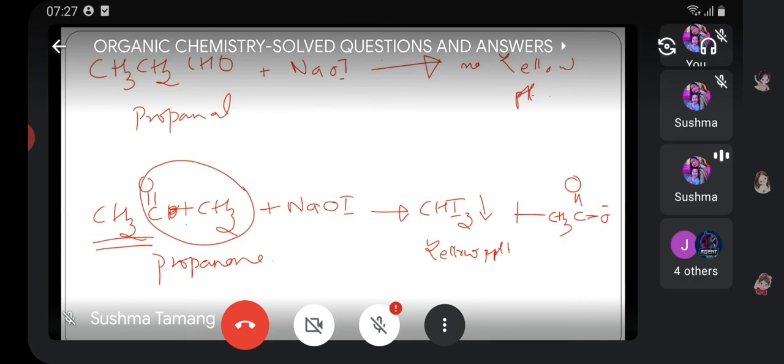ठिकै छ. Iodoform test कसले दिन्छ? The one which has acetyl group, or हामीले के भन्न सक्छौं? We can do Fehling's test or Tollens test. अरे कसले दिन्छ? Aldehyde ले दिन्छ. ठिकै छ. Alisha. ठिकै छ.